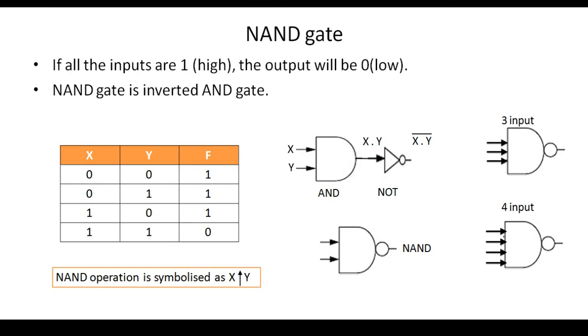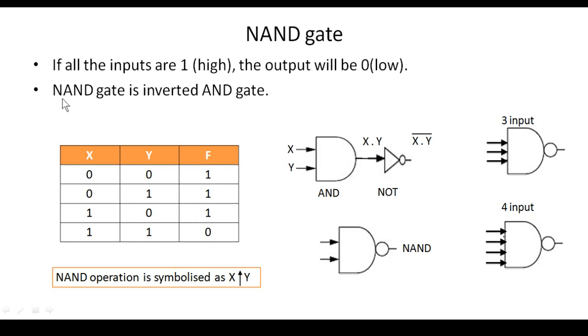Next we are going to see the NAND gate. If all the inputs are high, the output will be low. That means in an AND gate, you would have seen that if all the inputs are true, then the output is true. For all the remaining combinations, the output is 0, that is, the output is low. Just opposite to that is the NAND gate. You can see the truth table here. Here you can see all the outputs are true except the last one. Just opposite to the AND truth table.